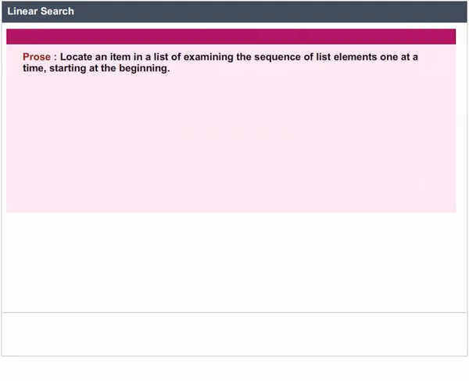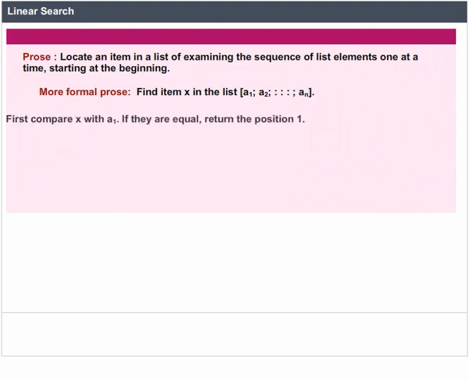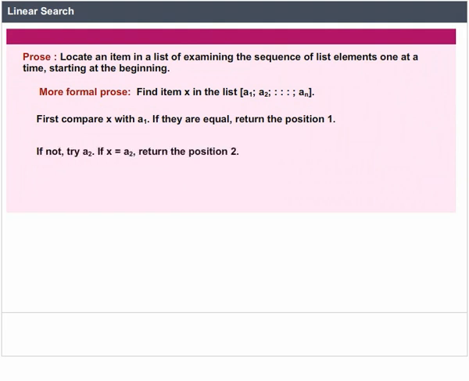Linear search. Prose: locate an item in a list by examining the sequence of list elements one at a time, starting at the beginning. More formal prose: find item X in the list A1, A2, etc., An. First compare X with A1. If they are equal, return the position 1. If not, try A2. If X equals A2, return the position 2. Keep going, and if no match is found when the entire list is scanned, return 0.